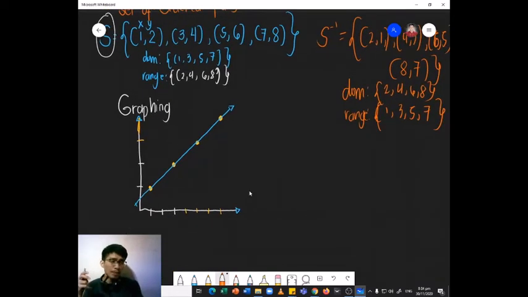So now the last one is graphing. Graphing is another representation of a function.